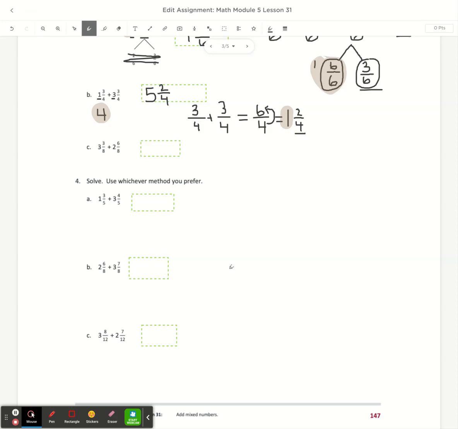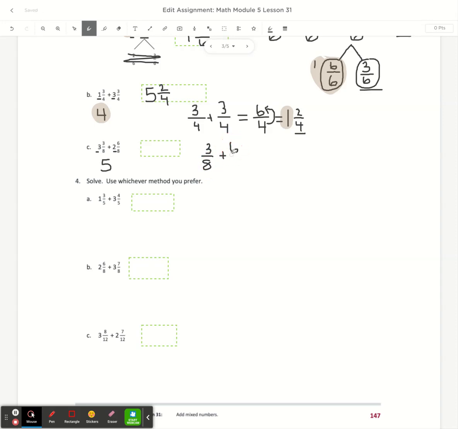Part C, we have 3 3/8 plus 2 6/8. So yet again, I'm going to start out by adding my whole numbers together. So 3 plus 2. Well, I know that 3 plus 2 is equal to 5. I'm going to leave that 5 hanging out over there for a second, and over here in this space, I'm going to go ahead and add those two fractions together.